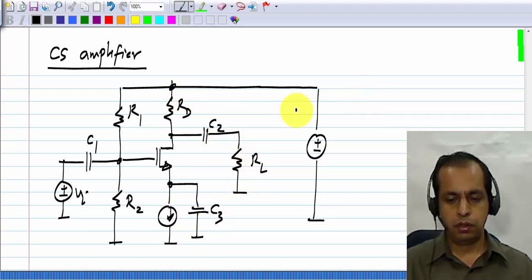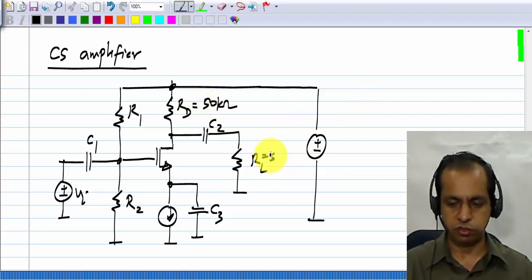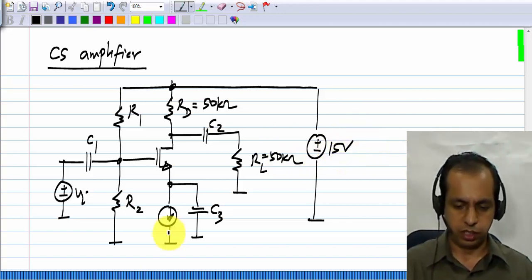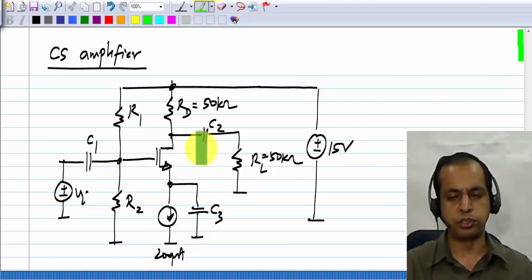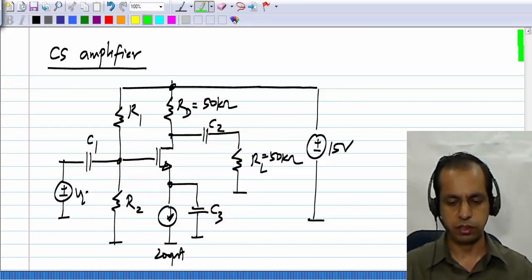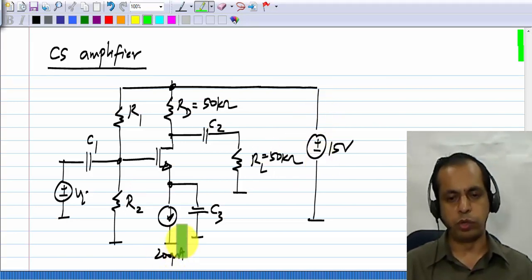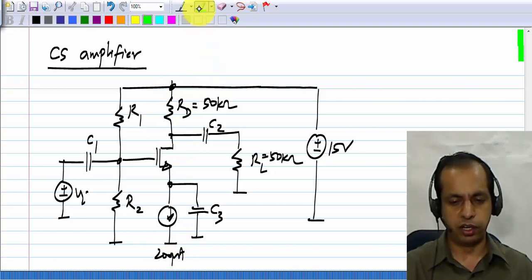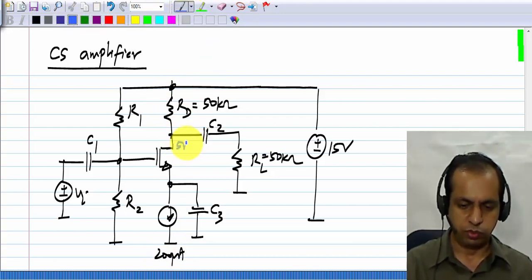Let me say that this is 50 kilo ohms and this is also 50 kilo ohms, and use a 15 volt supply. And this current source is 200 microamperes. I will also assume that all capacitors are chosen correctly so that they behave like short circuits at the signal frequency. So if we have 15 volts here with 200 microamperes, there is a 10 volt drop across RD, and this voltage with respect to ground will be 5 volts.